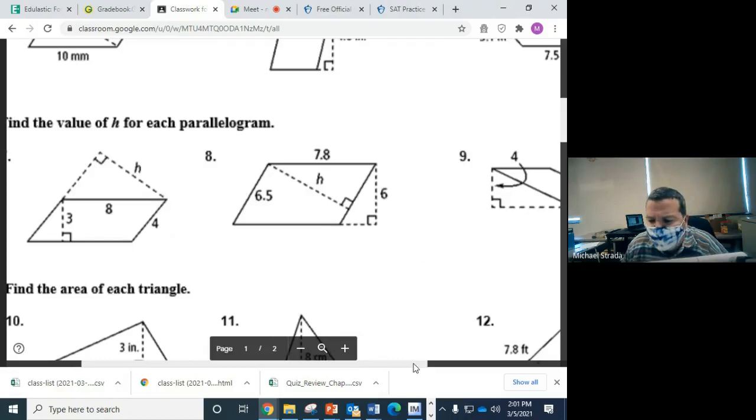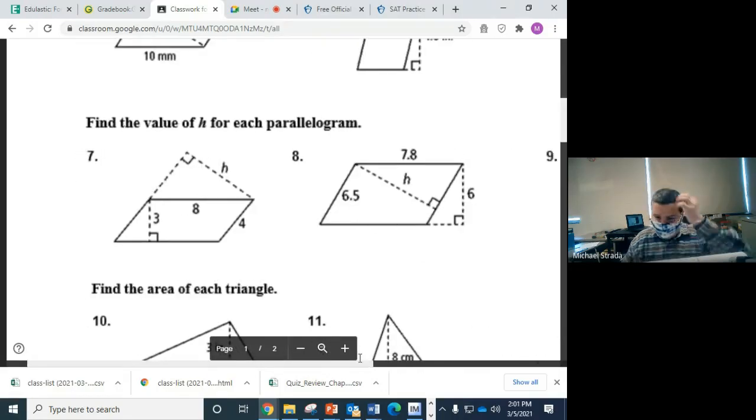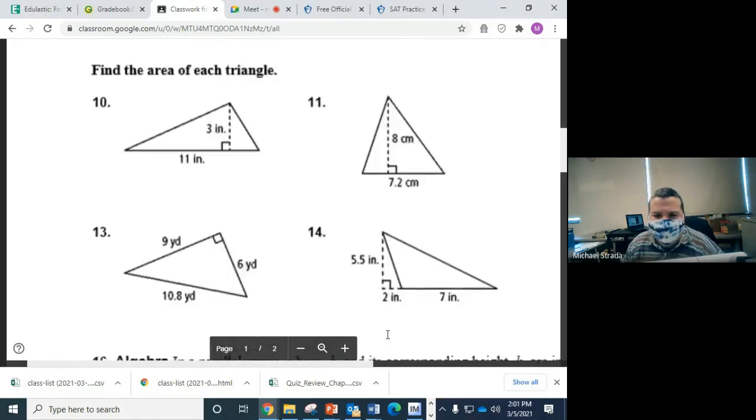For 7 through 9, you're working backwards. I don't need to see you calculating the area. For example, in number 7, the base is 8, the height is 3. So 8 times 3 would be 24. I would just like to see that set equal to the other equation, which would be h times what? What is h perpendicular with? Rhymes with more. 4. So 24 equals 4h.